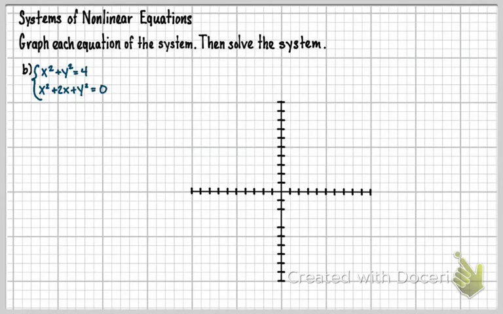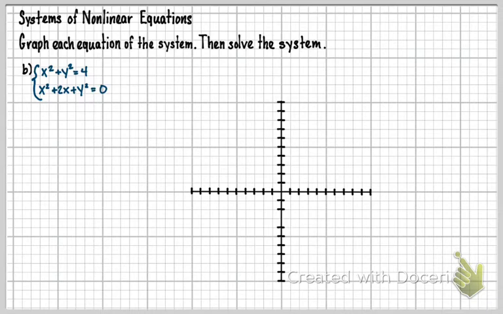Graph each equation of the system, then solve the system. So let's take a look at this first equation in B here. That says x squared plus y squared equals 4. Hopefully you realize that that's a circle of radius 2 because of x squared plus y squared equals r squared. And if this is squared to get 4, that means r must be 2. So it's actually a circle of radius 2 that is centered at 0, 0.